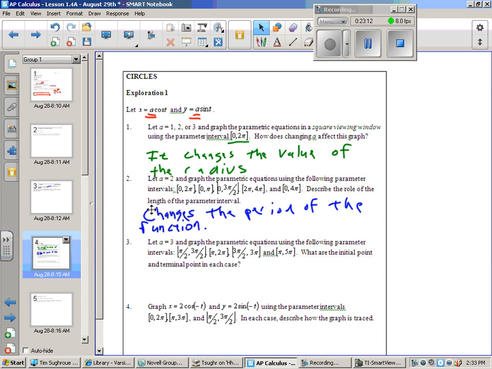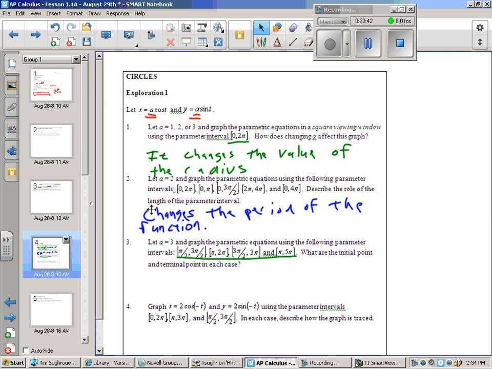All right, for part 3, we're going to be similar, except A is going to equal 3 this time. So if we go back, A is going to equal 3. We're going to graph it over these 4 parameter intervals. Okay? And we're going to look at how that changes the initial point and the terminal point in each case. We can see it as it graphs.